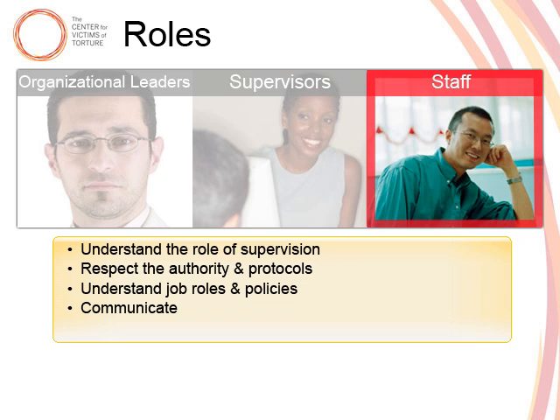They respect the roles and protocols and respect the supervisor's authority. They don't seek to go over the supervisor's head. Employees make sure that they understand clearly the objectives of their own job descriptions and policies that affect their work, and they communicate with their supervisors.